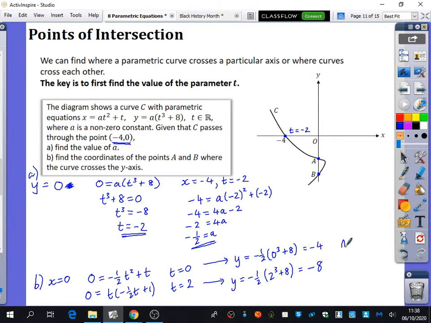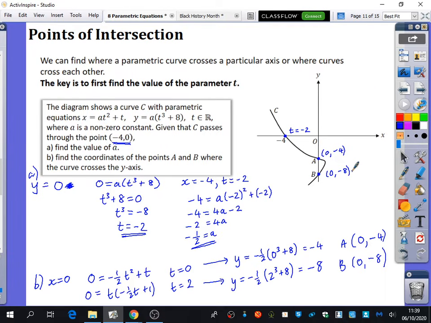So the coordinates for A and B, we know that the x coordinate is 0 and the y coordinate is minus 4, and we have 0 and minus 8. So I can add those to my diagram: I have 0, minus 4 and I have 0, minus 8. And I know that they're that way round just because of logically thinking about where they're crossing the axis, okay?